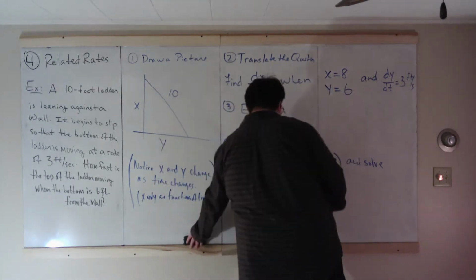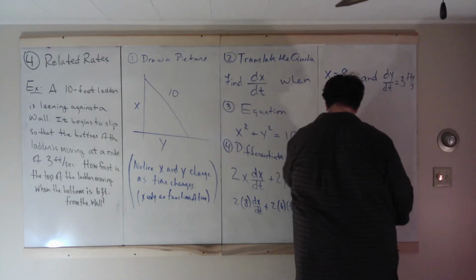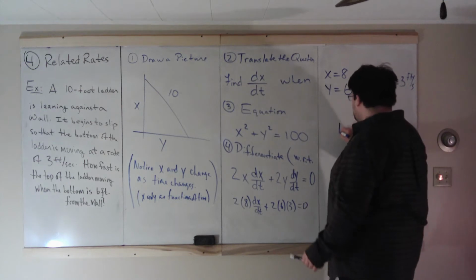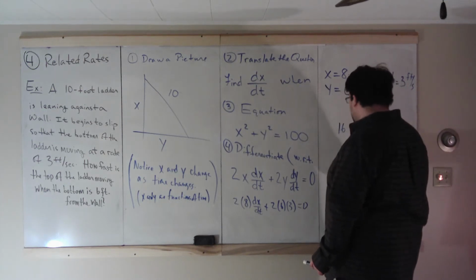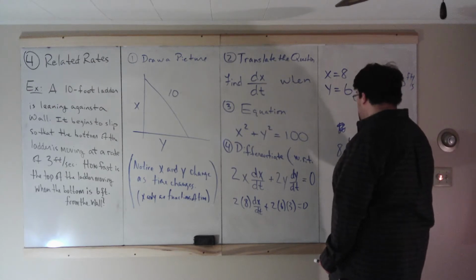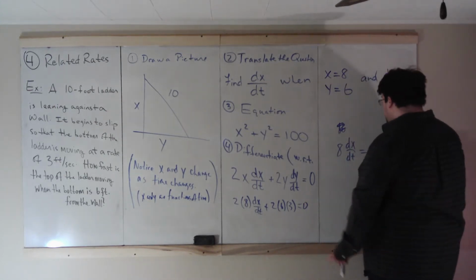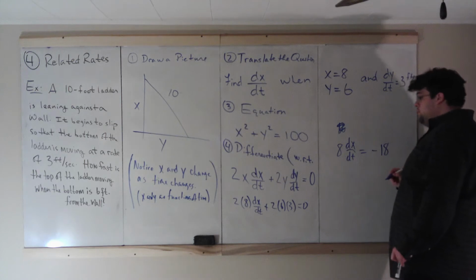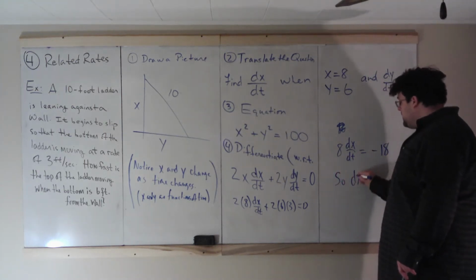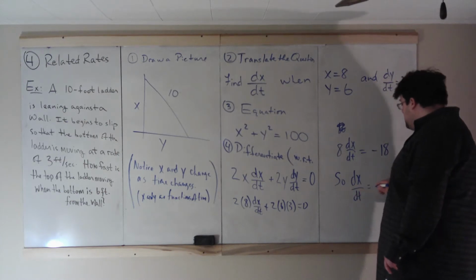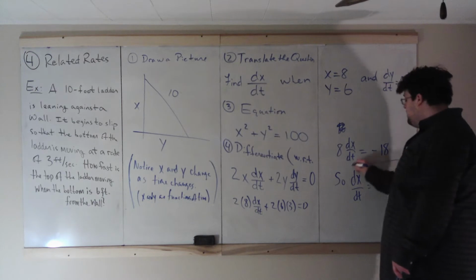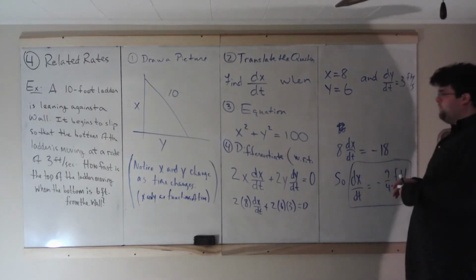What do we get? So we get what? 16. I really should cancel the 2's. So you get 8 dx/dt equals what? Negative 18? Because we canceled the 2's, divide by 8. So dx/dt is negative 9/4 feet per second.